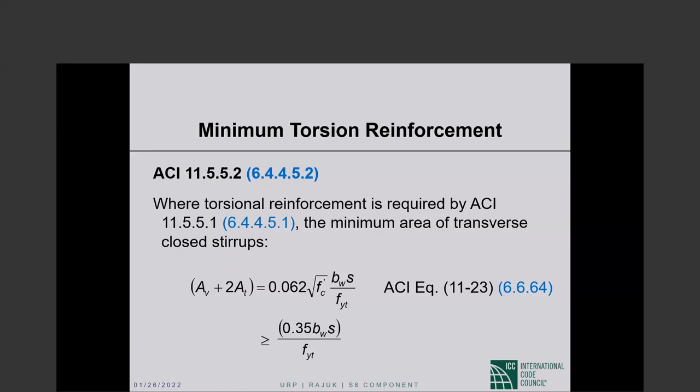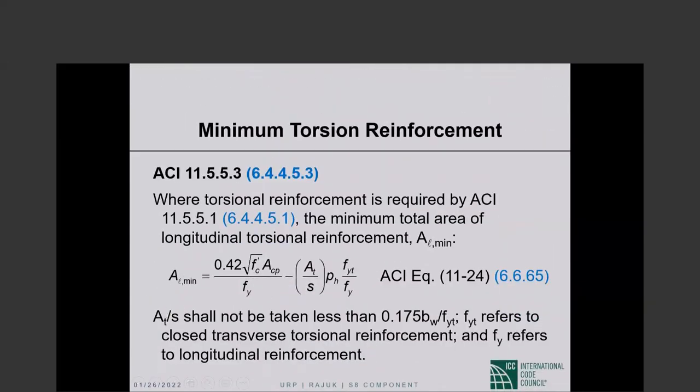So torsion is in the walls of the thin tube, and so you get one leg on the left wall, one leg on the right wall. A sub B, on the other hand, is whatever you have. So the minimum applies on this. If you can get hold of ACI 318 commentary, it will be beneficial to read that.